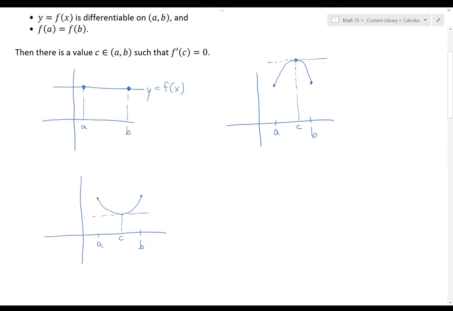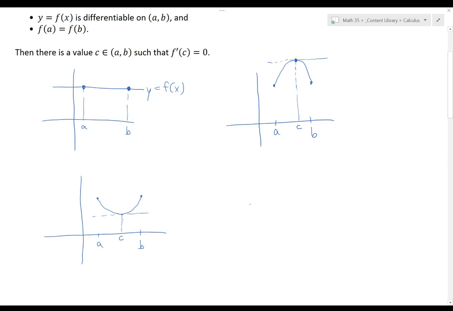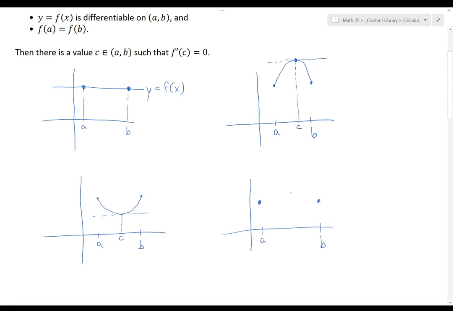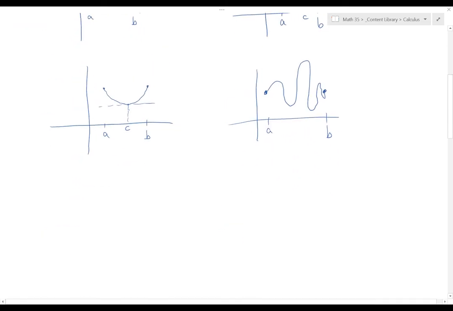Now, I can see from these diagrams why there has to be at least one such point. The fact is there can be multiple, so I can have an a value and a b value, and they're at the same level, and the function might increase, decrease multiple times in that interval. But it has to have at least one. Otherwise, it can't get back to the same y value. So that's sort of an informal justification for that.